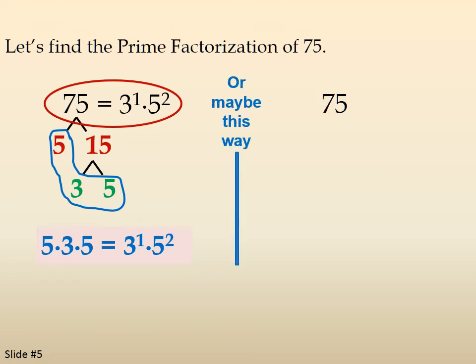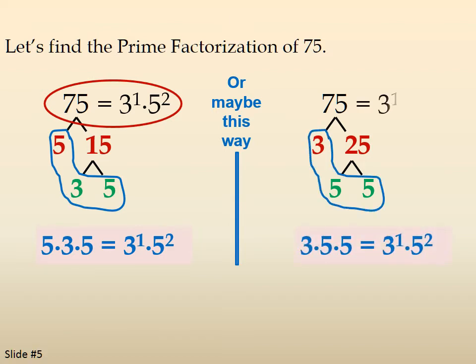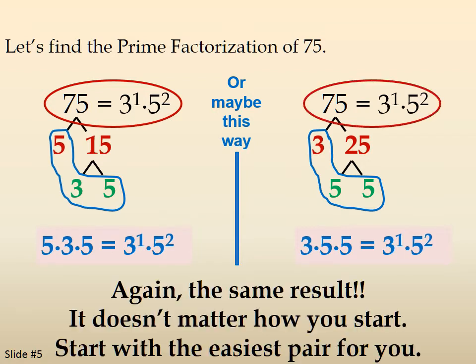Or maybe you did it this way. You realize that 75 is 3 times 25, so you write it as 3 times 25. 3 is prime, 25 is not. We further break the 25 down as 5 times 5. Grab the numbers at the end of the stems. Wow, it's the same. Same result.